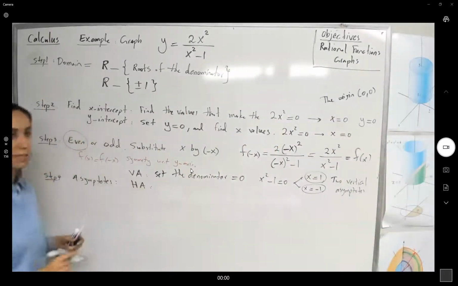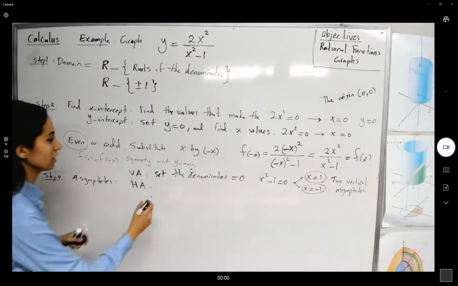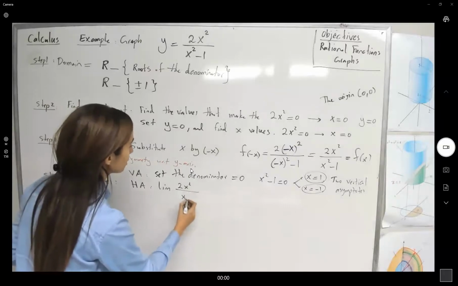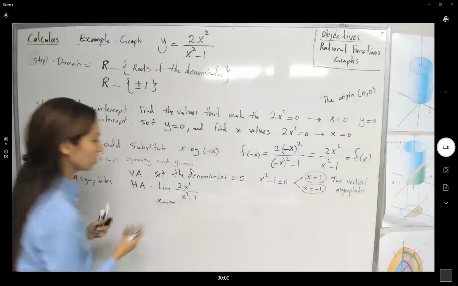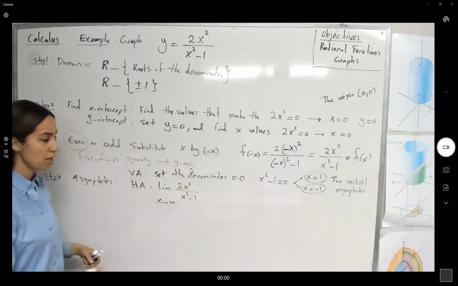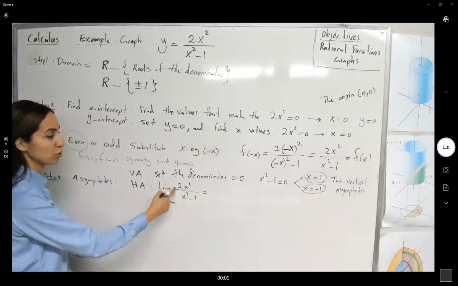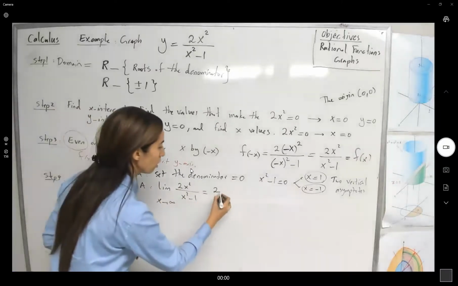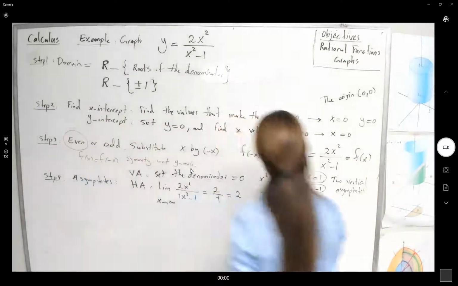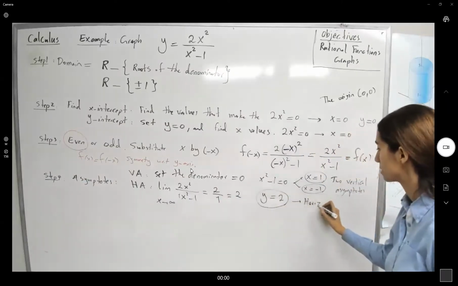To find the horizontal asymptote, we need to find the limit of the function as x goes to infinity. Limit of 2x squared divided by x squared minus 1 as x goes to infinity. Remember that since the degree of the numerator and the denominator are the same, the horizontal asymptote is equal to the leading coefficient of the numerator divided by the leading coefficient of the denominator. 2 divided by 1 is 2. So y equals 2 is the horizontal asymptote.